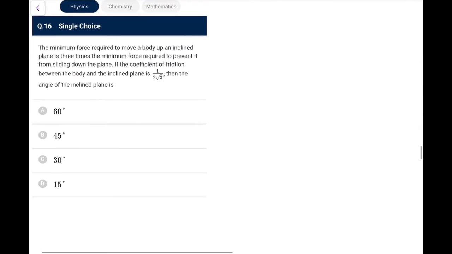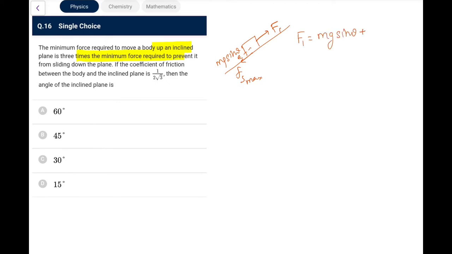Next question: the minimum force required to move a body up an incline is 3 times the minimum force required to prevent it from sliding down. So, if you want to go up, you have to apply the force forward, and friction opposes this upward motion. So, Fs max acts here and the mg component also acts here. So the force required to move up, let's say F1, in the limiting case is equal to mg sin theta plus Fs max, which is mu s mg cos theta.